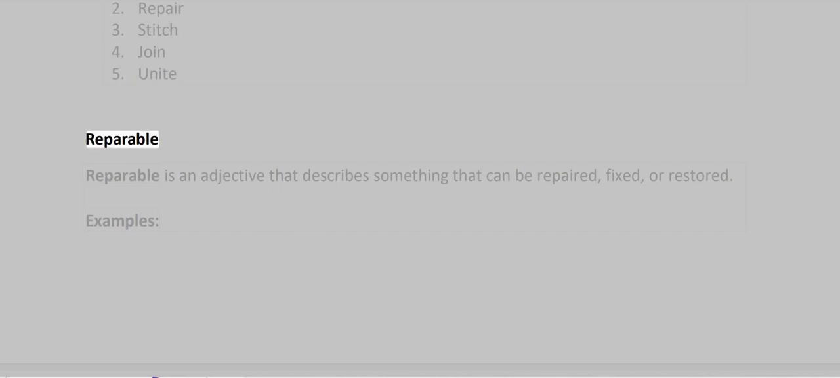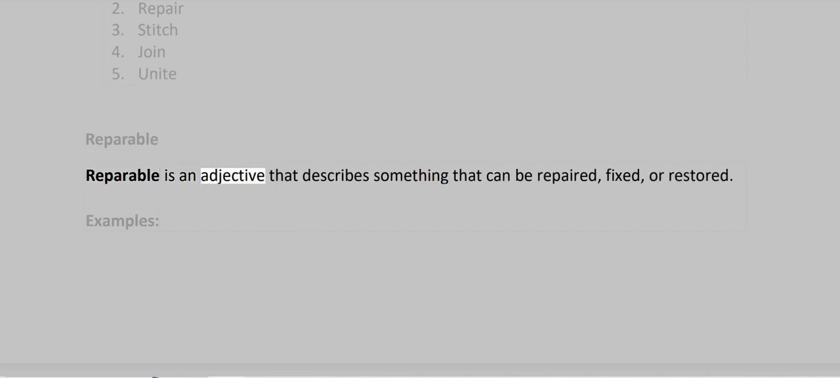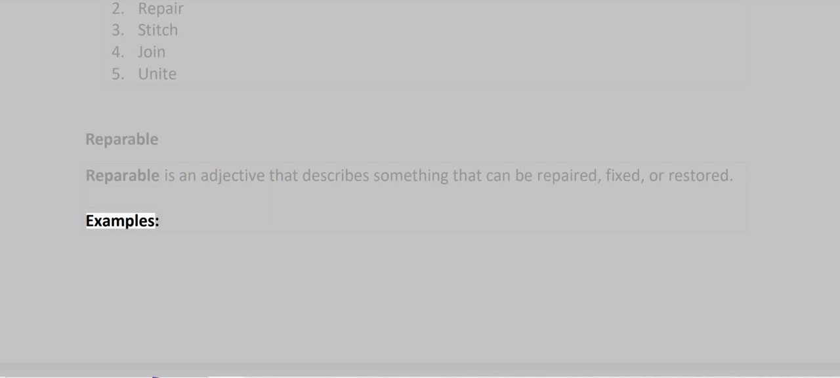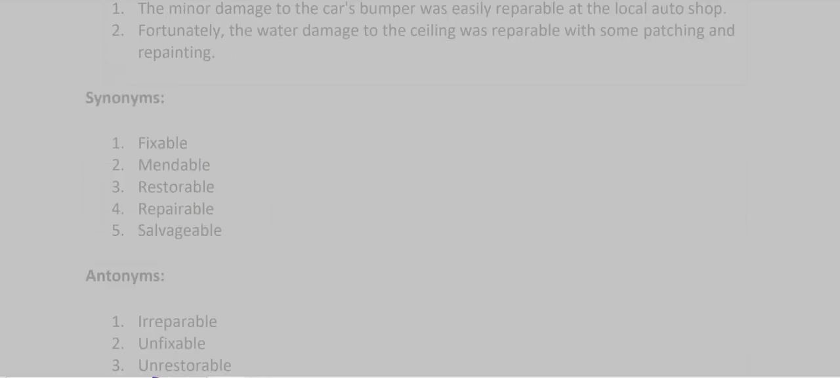Reparable. Reparable is an adjective that describes something that can be repaired, fixed, or restored. Examples: 1. The minor damage to the car's bumper was easily reparable at the local auto shop. 2. Fortunately, the water damage to the ceiling was reparable with some patching and repainting.